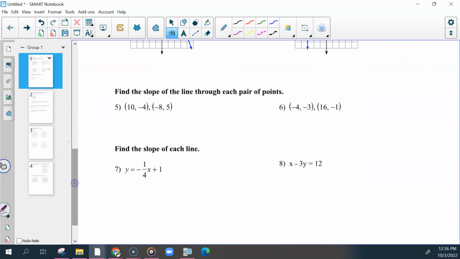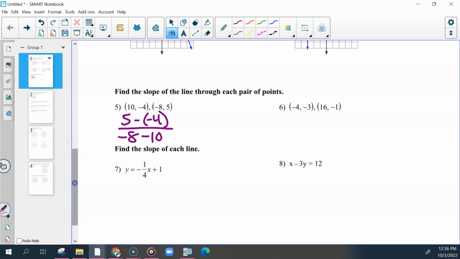For number 5 and 6, you actually had to find the slope. Use your slope formula to do that. So 5 minus a -4 over -8 minus 10. Some of you switched, like not these 2, but these 2, which means you ended up with a negative instead of a positive, or vice versa. So be careful with that. You either have to switch both of them or put them in the right order.